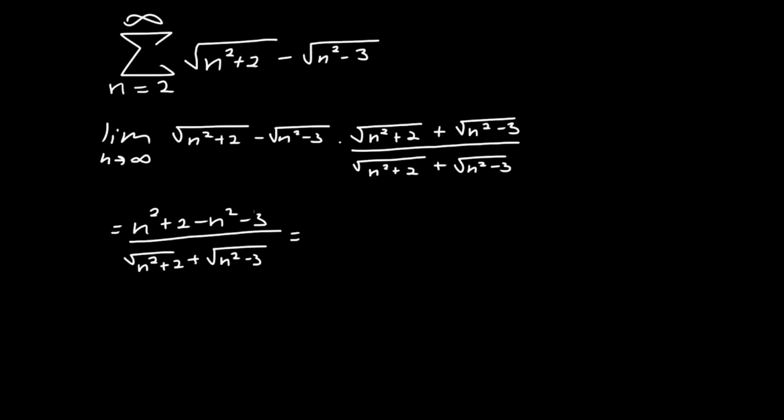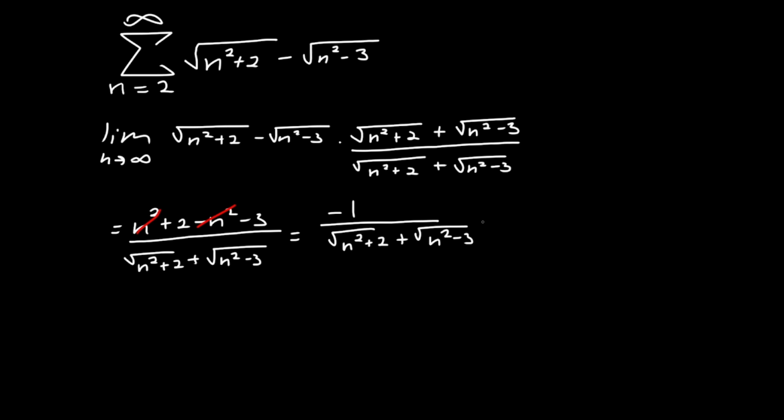And now if we were to simplify this, we can see that there's a positive n squared in the numerator and there's a negative n squared in the numerator, and these two will actually cancel. This will leave us with a positive 2 and a negative 3. If we add those together, we get a negative 1. And we will divide everything by the square root of n squared plus 2 plus the square root of n squared minus 3. And I'm forgetting to say, but these are under the square roots.